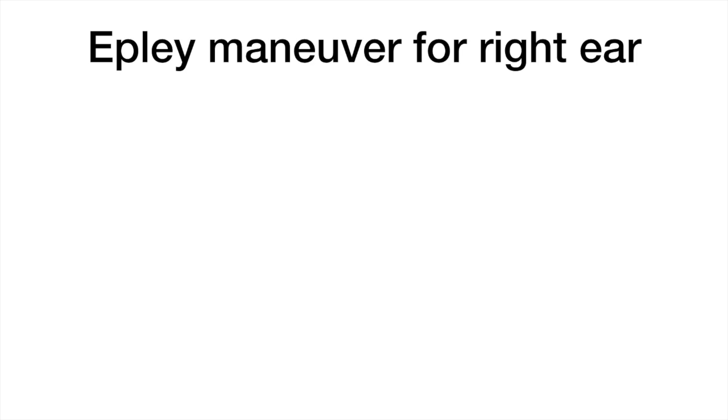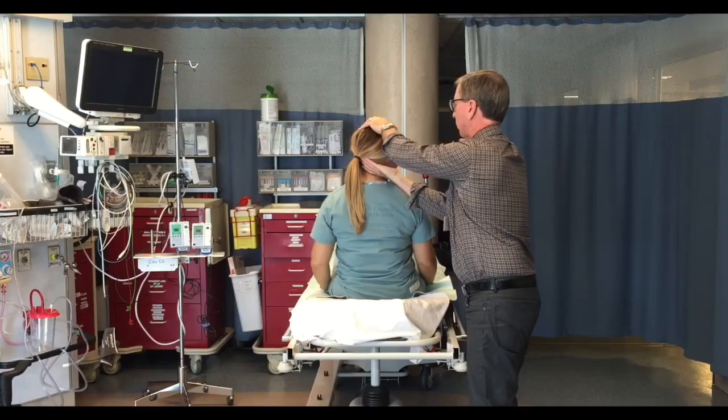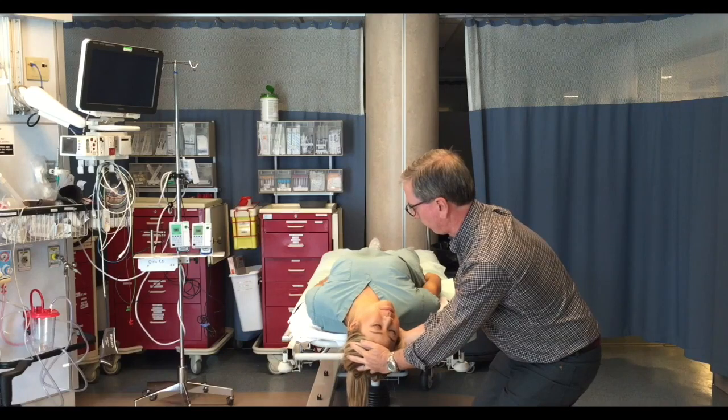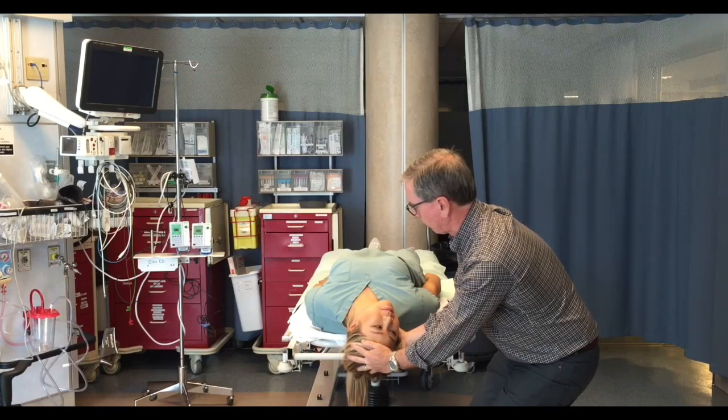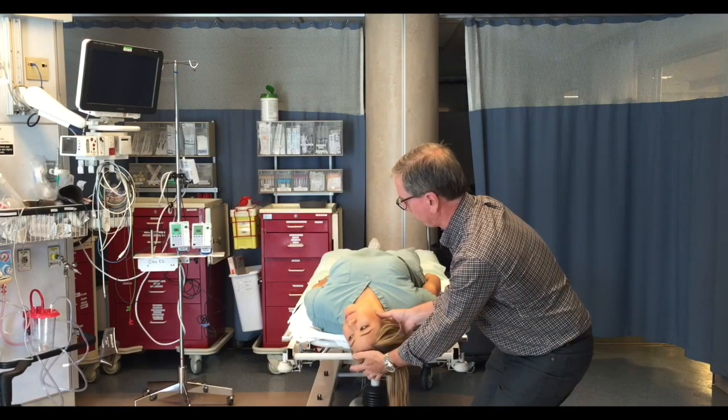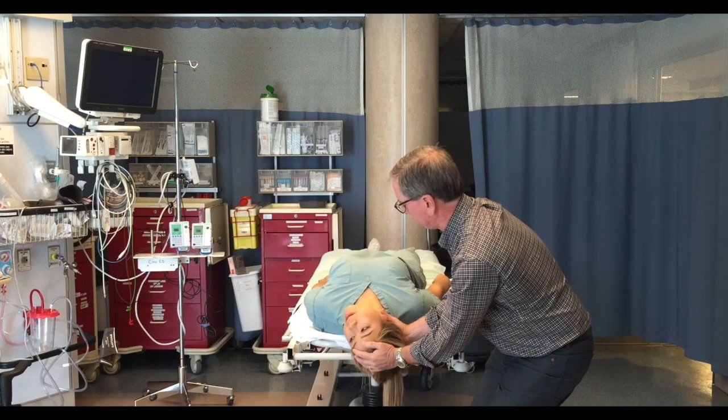So the first position is to place the patient in the positive Dix-Hallpike side, which for the right ear Epley is with the head turned 45 degrees to the right and the head extended about 30 degrees over the edge of the bed. The next position is the negative Dix-Hallpike side. While maintaining neck extension, turn the head 90 degrees so that the left ear is now down.